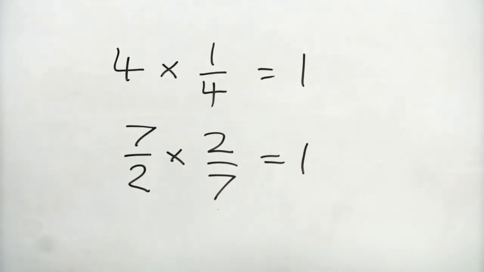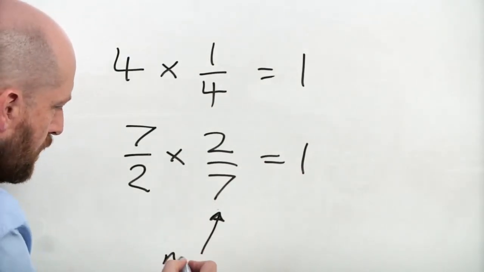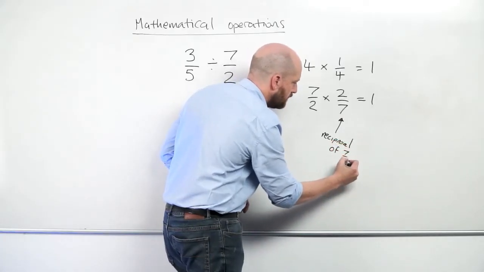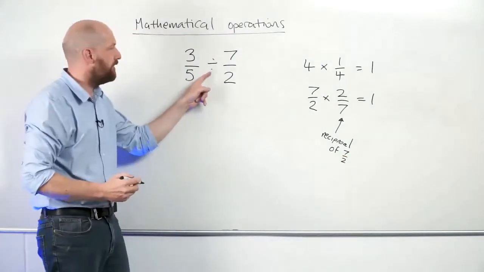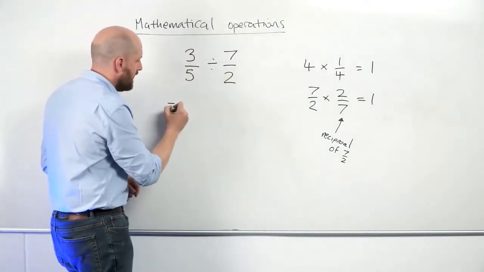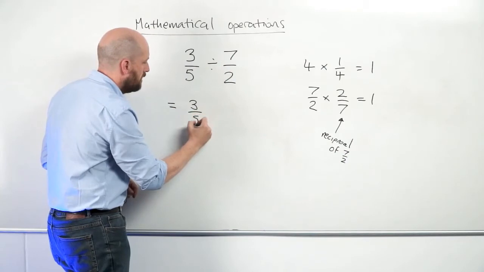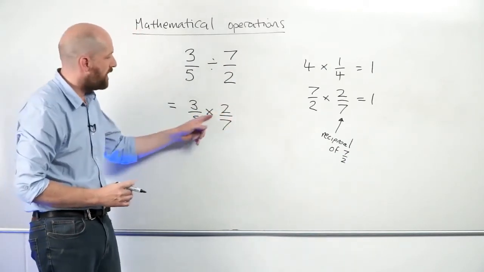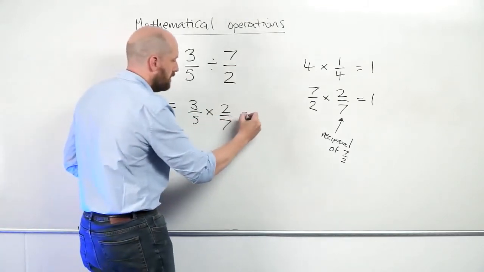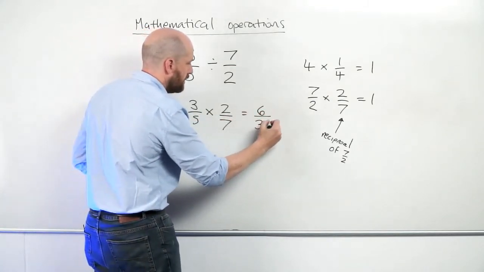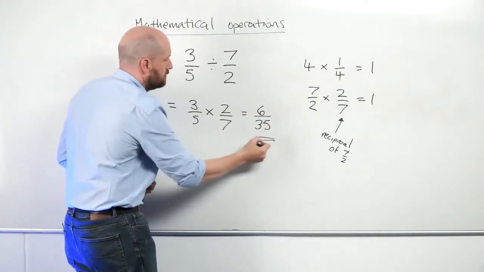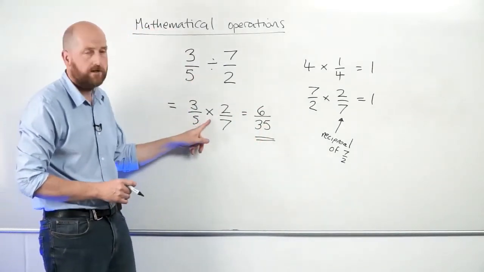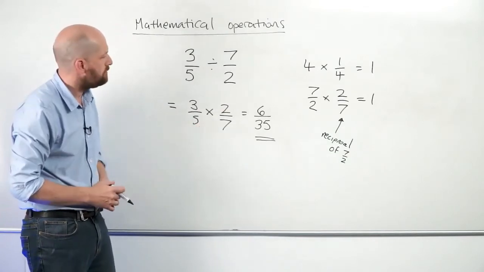And so 2 over 7 is defined as the reciprocal of 7 over 2. So it should be that dividing by 7 over 2 is exactly equal to multiplying by 2 over 7. And so I can multiply these fractions out now. 6 over 35. So this division by a fraction, which could be quite tricky, we've turned into a multiplication instead.